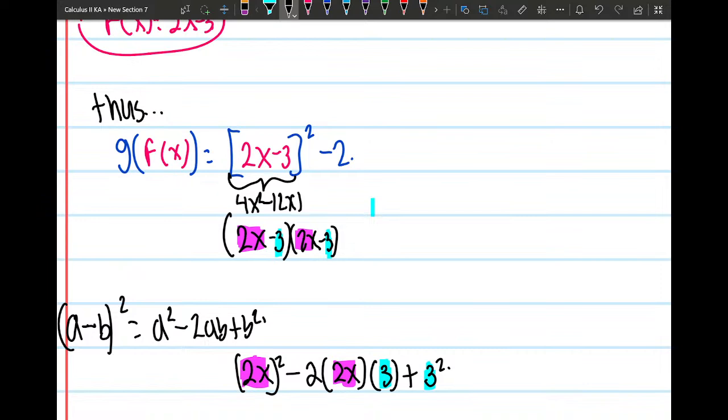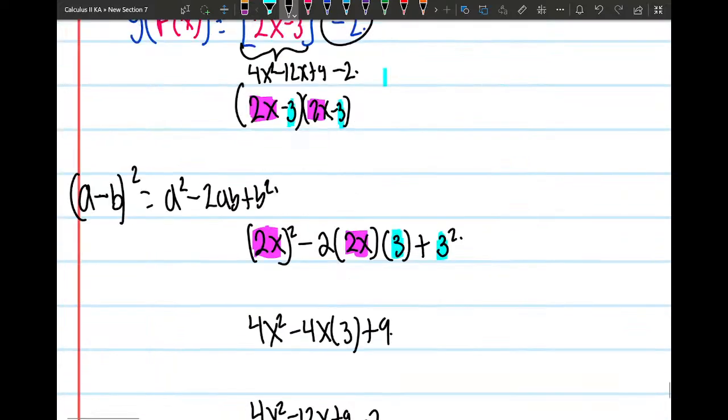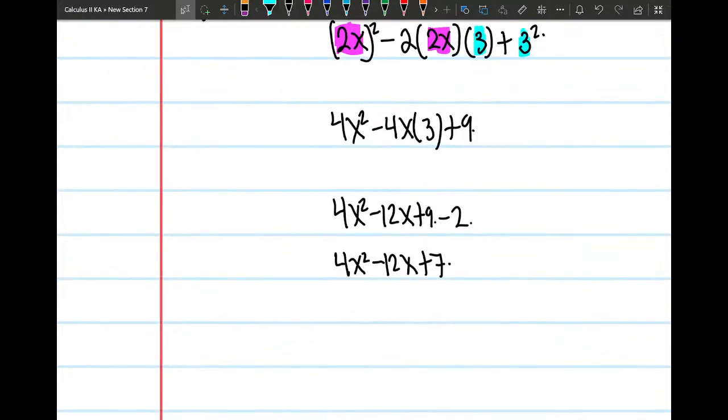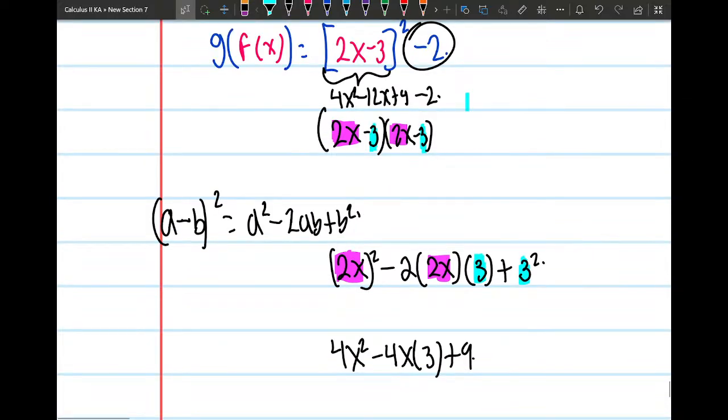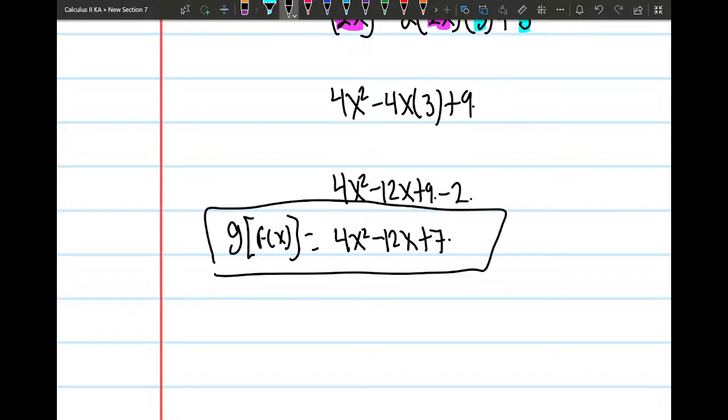We're not done yet, though. We need to subtract this 2 in there. So subtracting 2, we get 4x squared minus 12x plus 7. And this is going to be our answer for f of g of x. Actually, wait, I'm sorry, g of f of x. Excuse me. So g of f of x is going to equal this stuff here. Okay, guys.